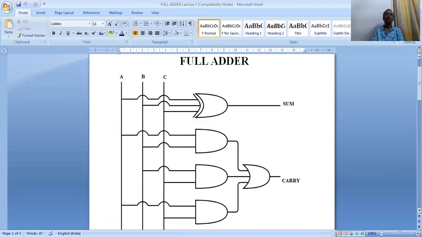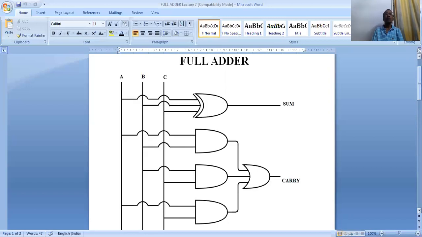See here, if A equal to 0, B equal to 0, C equal to 0, 0 plus 0 plus 0, sum equal to 0. That is, the output of the upper XOR gate is 0. Then the first AND gate, 0 multiplied by 0, because A equal to 0, B equal to 0. Output of the first AND gate is 0.